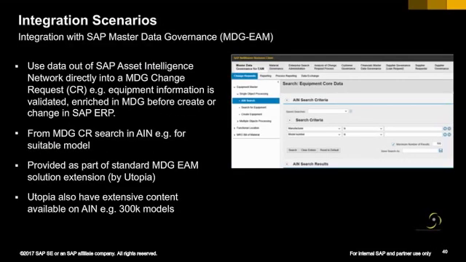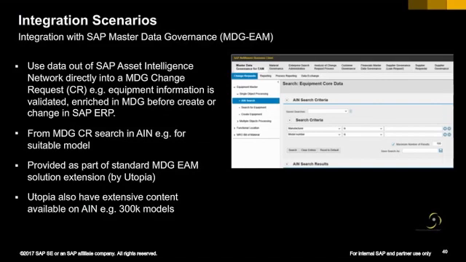AIN also provides integration with MDG, or Master Data Governance, within SAP EAM product. This allows for searching, validating, and enriching equipment information from AIN before creating or changing data in ERP. This is a good opportunity to cross-sell AIN and MDG.